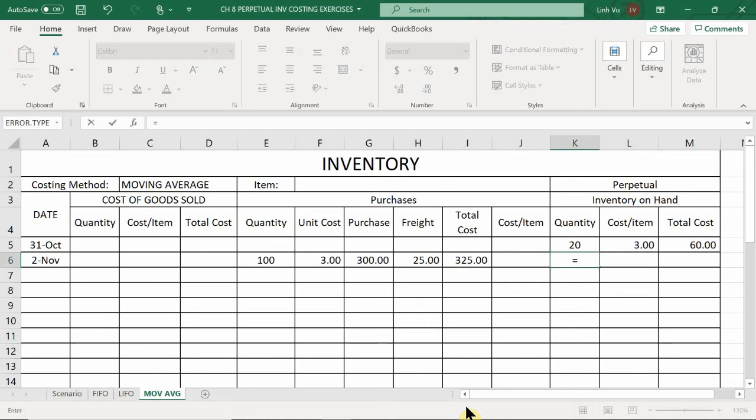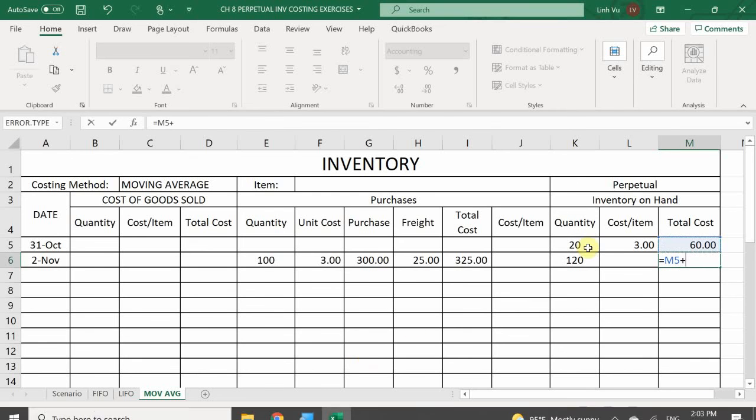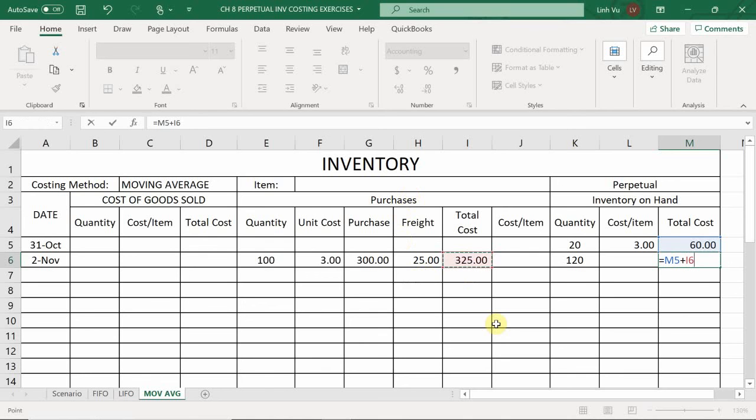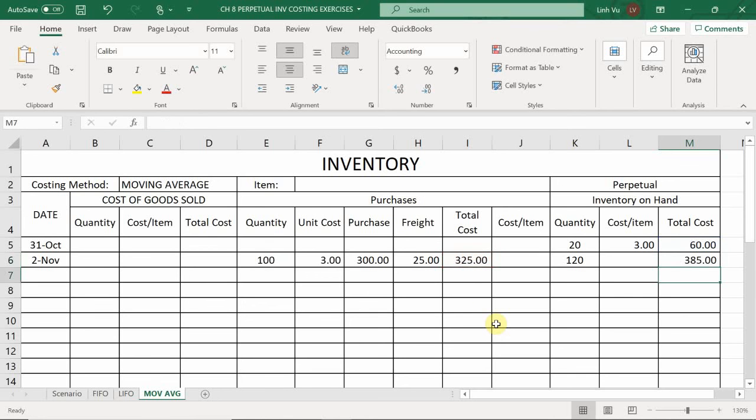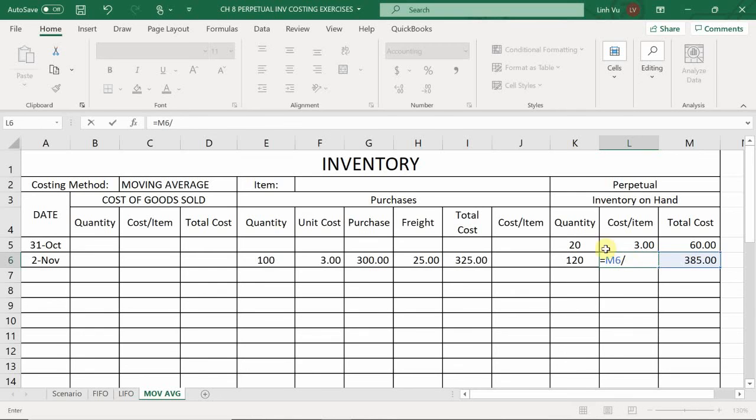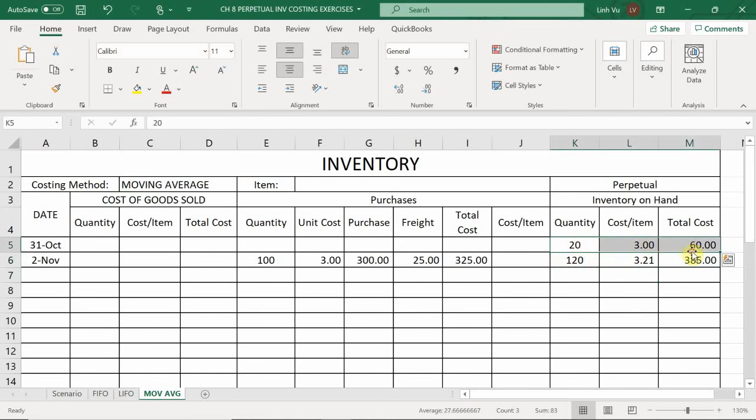Because this is moving average now. Did we do the 20 plus the 100? Good. Gives you 120. We add the 325 to the 60 that was already there. Good. So it gives us 385, and we divide that by the 120. Good. So it gives us $3.21.